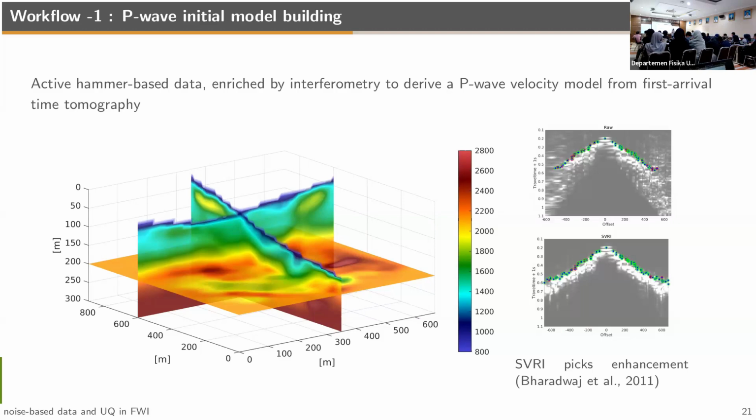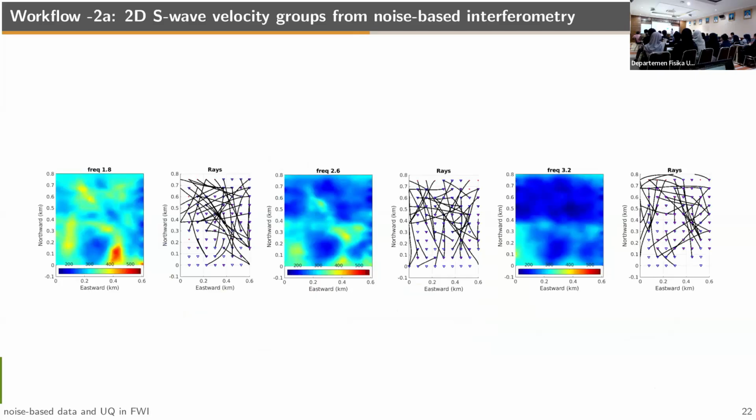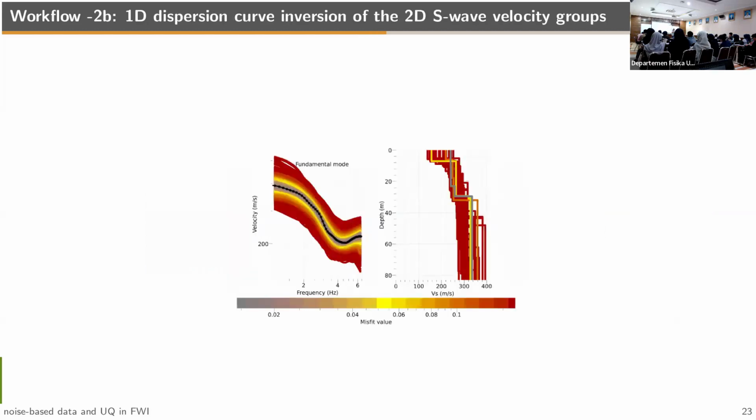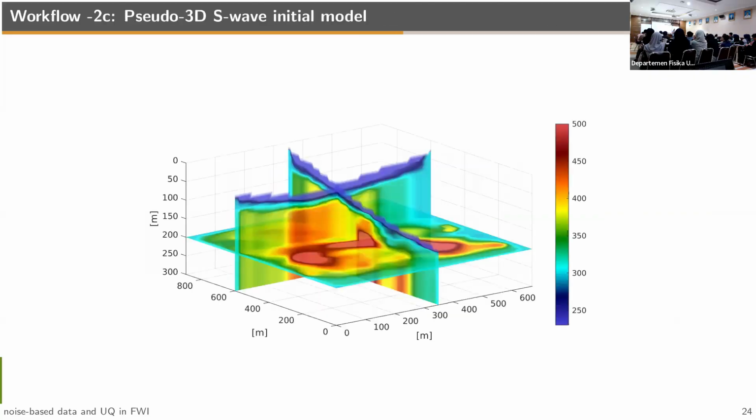So after this first stage, we have used the empirical Green's function from those pairs of stations. You can see that we cannot use all of them, and depending on the frequency, not all of them are usable, to design 2D group velocity maps that have then been inverted to a 1D velocity model with Geopsy. And that gives a pseudo 3D initial model for the target.